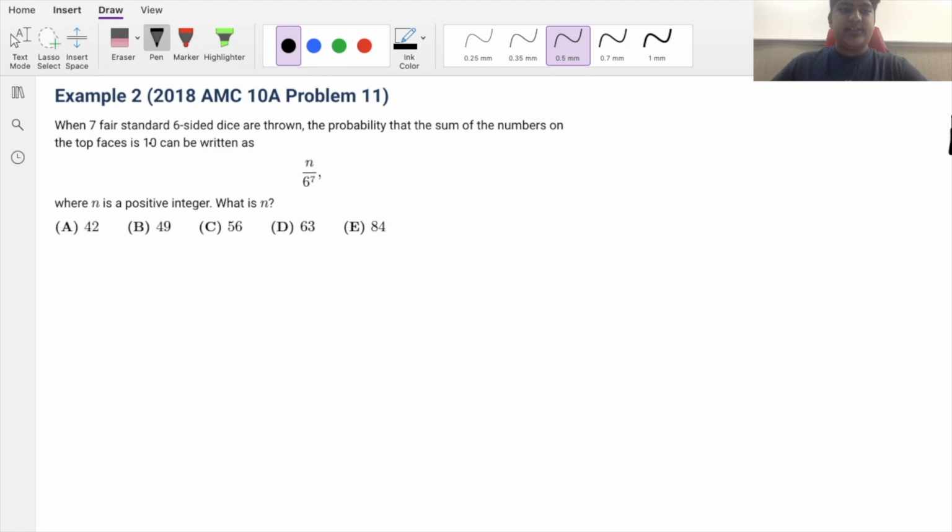The problem reads, when 7 fair, standard, 6-sided dice are thrown, the probability that the sum of the numbers on the top faces is 10 can be written as n over 6 to the 7th power, where n is a positive integer. What is n? So here we have a probability problem that is on the intersection of counting as well.